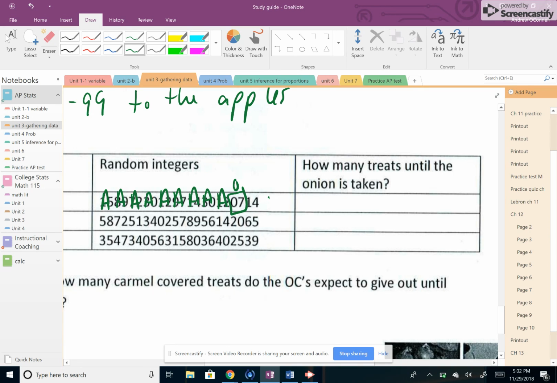How many treats until the onion is taken? 1, 2, 3, 4, 5, 6, 7, 8, 9. That 10th person was the onion. So that means there would have been 1 apple left over. Okay, next one. 58 is an apple, an apple, an apple, an apple. 2 is an onion. So that time it took 5 trick-or-treaters until they gave out the caramel-covered onion. Apple, apple, apple. This time it was quicker. 5 is an onion, and it took 4 trick-or-treaters.